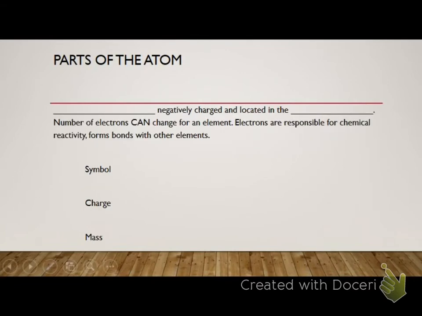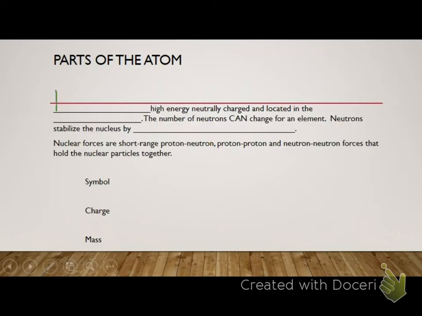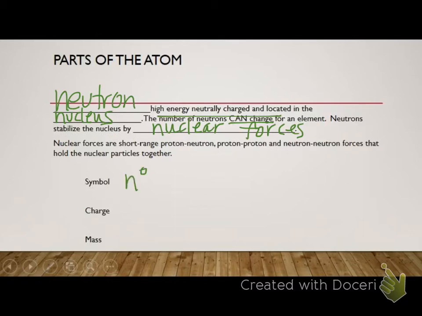The neutron is high energy, but it's neutrally charged, and it is also located in the nucleus. The number of neutrons can change for an element, and neutrons stabilize the nucleus by using nuclear forces, which kind of makes sense, right? Nuclear forces stabilize the nucleus. The symbol for those is N0. It has a 0 charge because it's neutral, and the mass is 1.675 times 10 to the negative 24 grams.